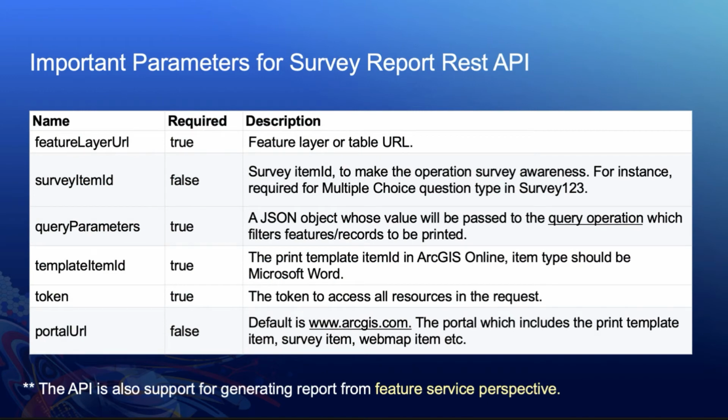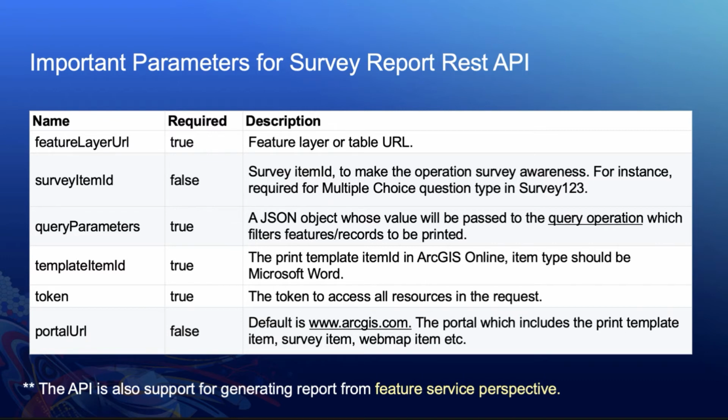There are some commonly used parameters in Survey Report REST API. Feature layer URL, which is nearly required in every API endpoint. It defines the data source for the current report task. Survey item ID, an optional parameter, which means you can generate a report without creating a survey. You can just generate a report from feature service perspective. Query parameters, a JSON object whose value will be passed to the query option, which filters features or records to be printed. It is required for estimate credit, create report, and create sample report endpoint.